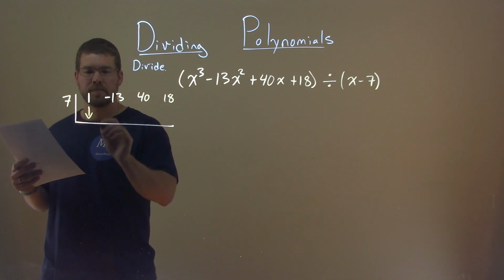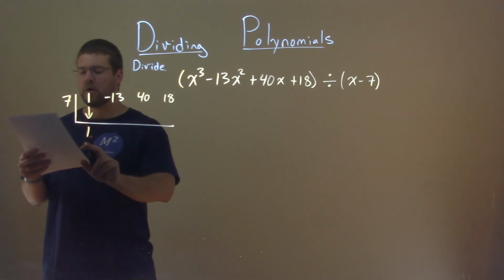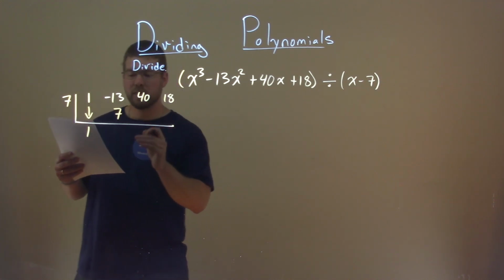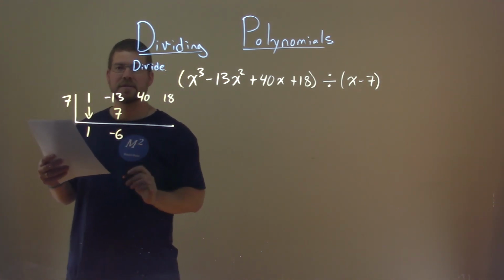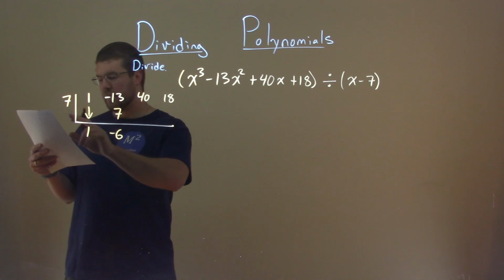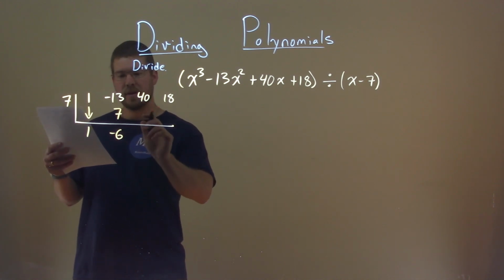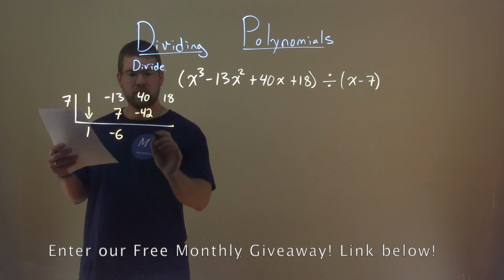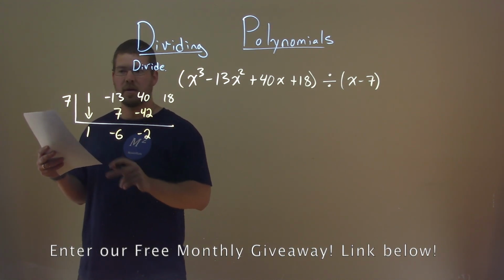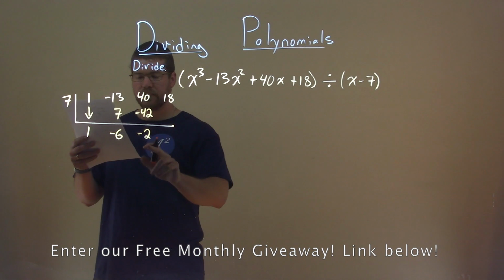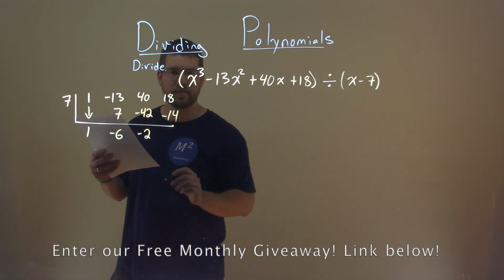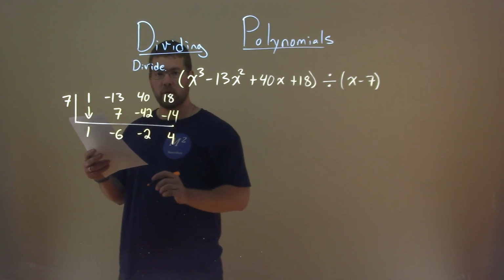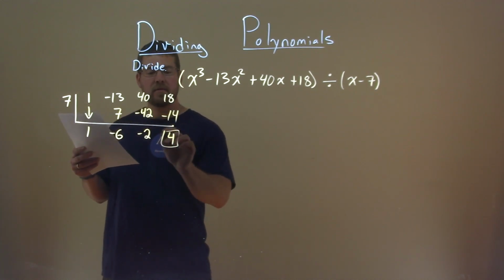Bring down the 1. And 7 times 1 is a 7. Negative 13 plus a 7 is a negative 6 there. 7 times a negative 6 is a negative 42. 40 plus a negative 42, negative 2. 7 times a negative 2 is a negative 14. And now 18 plus a negative 14 is a positive 4. And that is our remainder.